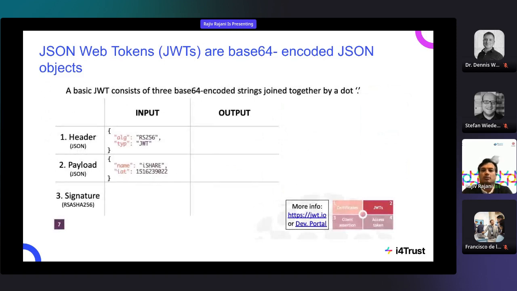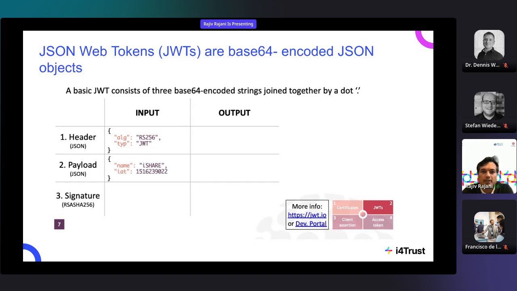Let's continue. So then let's move to the next topic, that is JSON Web Tokens, or JWTs, or JOTs sometimes, as people call it. What are these? It's basically Base64 encoded JSON objects. Most of you must be familiar that JSON is a standard for storing or structuring data in key value pairs. Of course, it also supports nesting of information. But it is a much simpler format as compared to, say, other examples like XML, right?